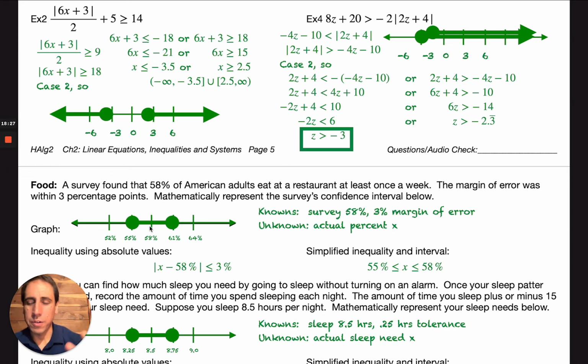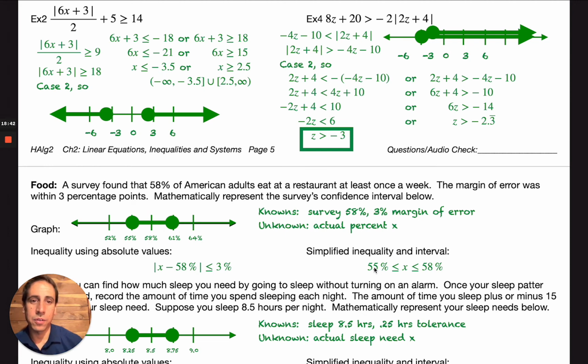Sorry, I want to rewind a little bit. If you're going to graph all those, you can see here's 58. You go up 3%, you get 61. You go down 3%, you get 55%. So all of these numbers shaded are within the 3% margin of error.